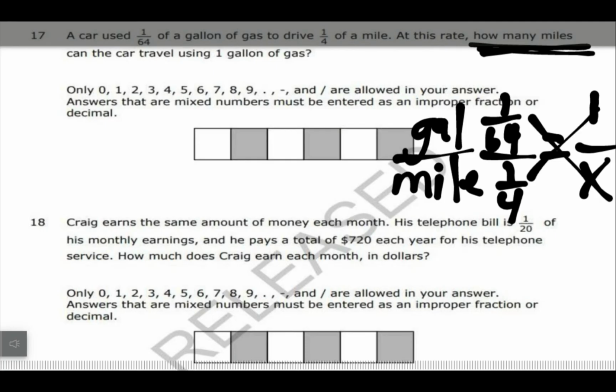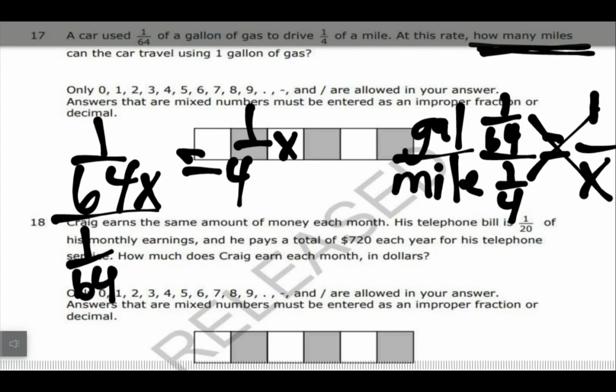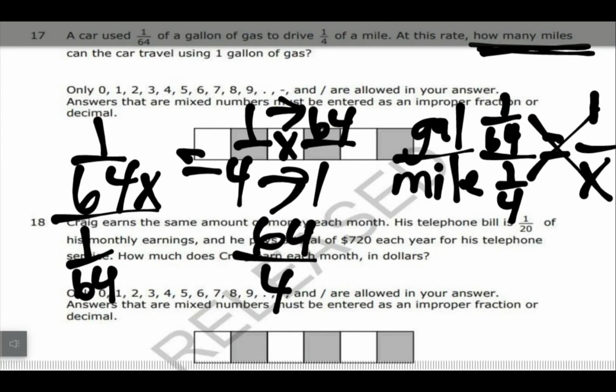And I cross multiply: 1/64 times x is 1/64 x. And then 1/4 times 1 is 1/4. All right, and then I want to divide by this 1/64, which remember we need to do keep, change, flip. So I keep the 1/4, change it to multiplication, and flip it to 64 over 1. And I can just multiply it across. 1 times 64 is 64. 4 times 1 is 4. And then 64 divided by 4 is just 16. So my answer for 17 would be 16.